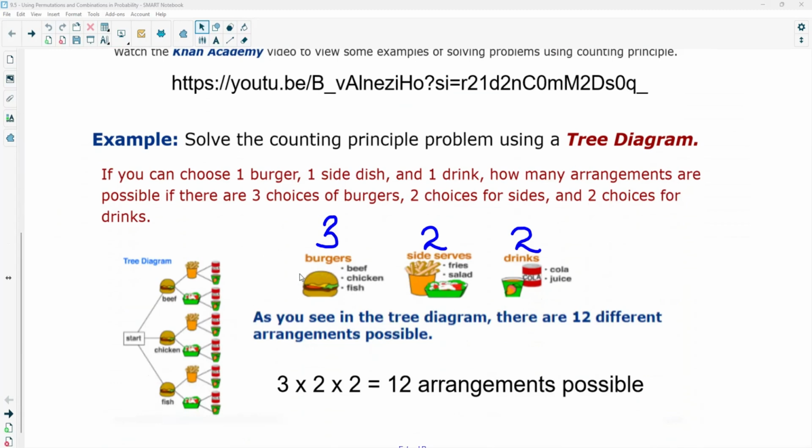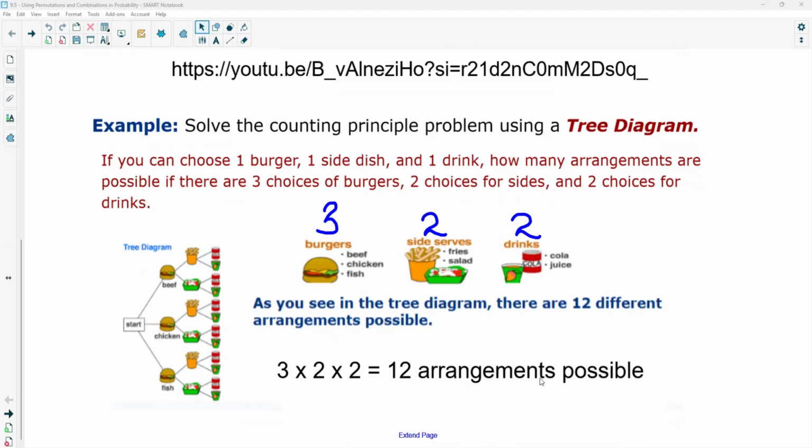So this is a menu at a restaurant. You have 3 types of burgers, that's the 3. You have 2 types of sides, fries and salad, that's 2. And you have 2 options for drink, cola and juice, see? And then you will have a total of 12 different possible arrangements. See, 2, 4, 6, 8, 10, 12. So you can see it visually with the tree diagram, but you can also just multiply, because that's what the counting principle is, okay? Multiply all the possible arrangements.